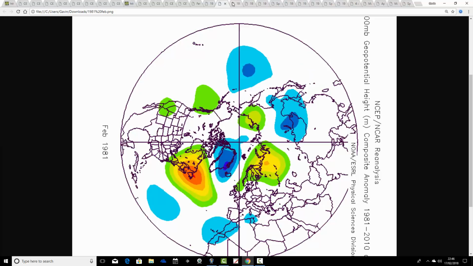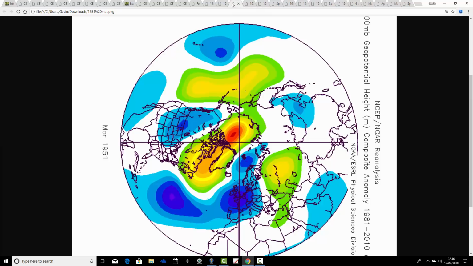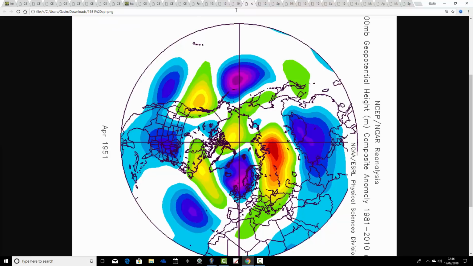February 1951. This is how the spring of 1951 played out. So March 1951, you have a ridge up to the north and to the northwest of the country, below average heights through the UK. So quite a coolish looking signal really for March 1951, and probably quite unsettled too.